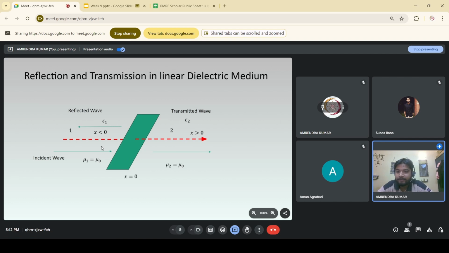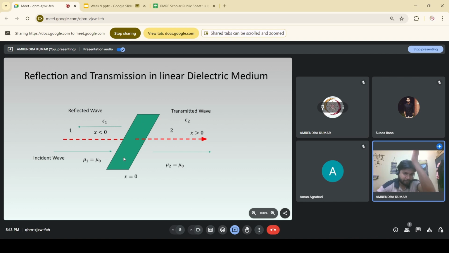So here you have an incident wave that is shown in a red arrow. So this is the dielectric medium. This part, this is the boundary. This is not the media. This is the boundary.